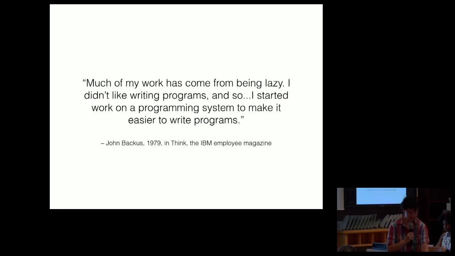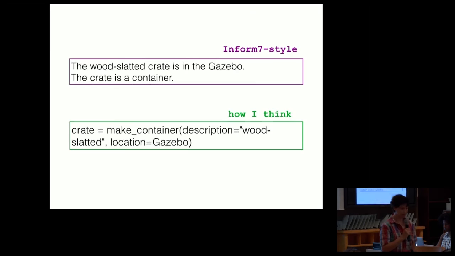But I want to write my own framework, first of all, because it teaches me things, and second of all, because I don't think in Inform 7 style naturally. So this is some actual Inform 7 code that I grabbed from the docs. It says, the wood-slatted crate is in the gazebo, the crate is a container. And to me, this reads like an English description of a scene that you might read in a book or something, which is great.